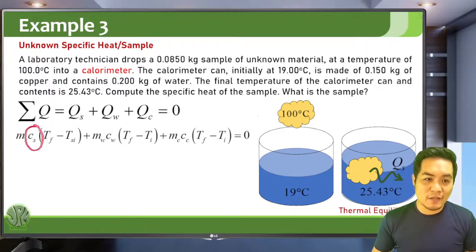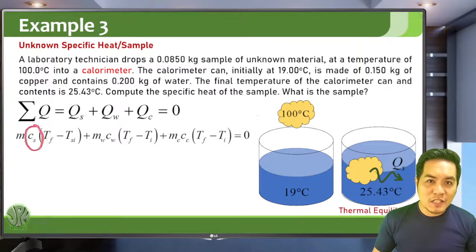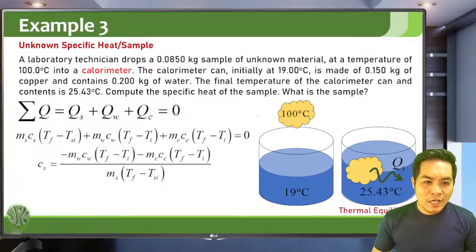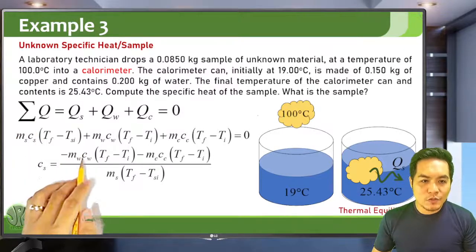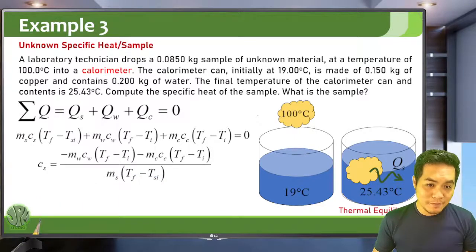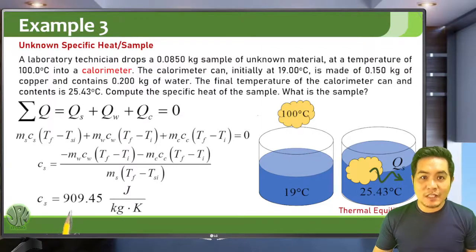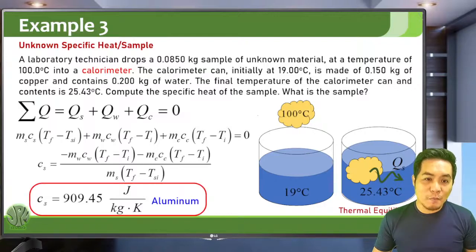So solve for the specific heat of the sample. Do some algebra manipulation: cross multiply, transpose, group similar terms to solve for the specific heat of the sample, and you will get this equation. So you substitute. All of these values here are already given in the problem. And you will get a value of 909.45 joules per kilogram Kelvin or joules per kilogram Celsius degree. And this is very close to the specific heat of aluminum, which is 910 joules per kilogram Kelvin. Therefore, this sample must be an aluminum material.